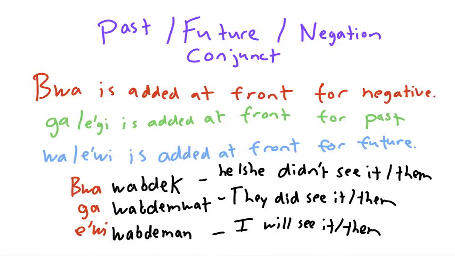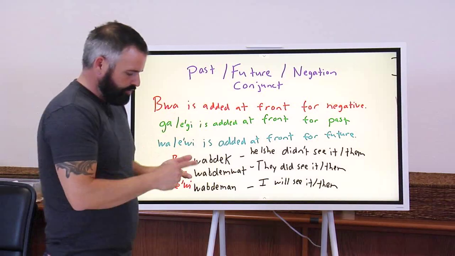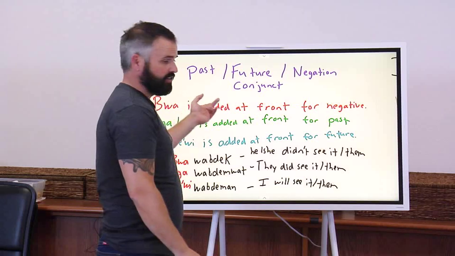Okay, with these VTI verbs in the conjunct, the past, the future, and negation or negative are very simple. Bawa is added to the front for negative. You don't need to use cho. And again, when do we use conjunct? We use conjunct when there's more than one verb in the sentence. Usually the second verb will fall into the conjunct.